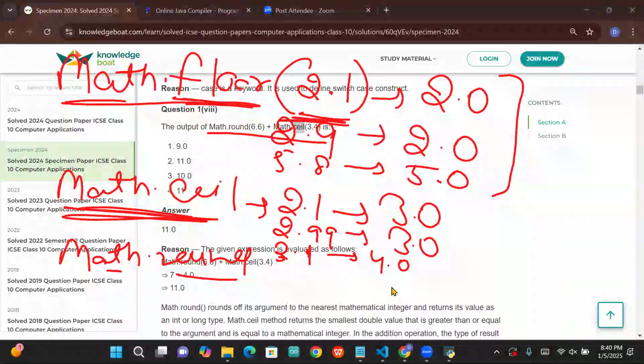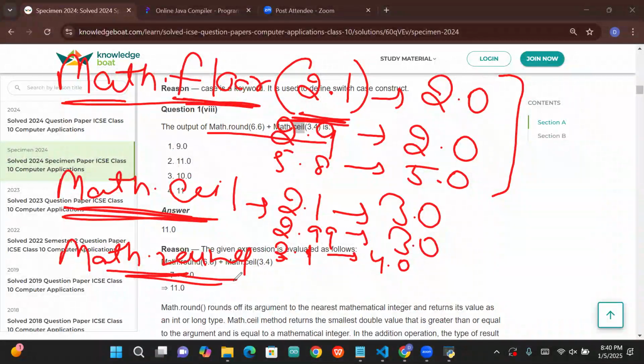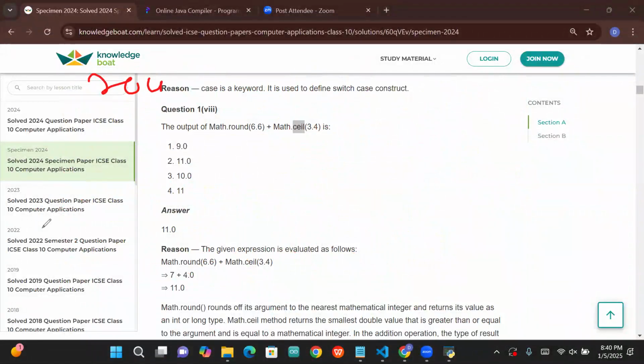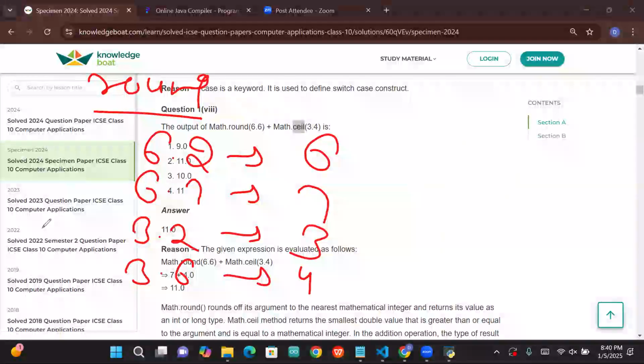Now the round function. Round works as it does in normal maths: wherever the value is closer, it converts to that. I guess floor and ceiling are clear. So how will round work? 6.2 will be converted into 6. 6.7 will be converted into 7. 3.2 becomes 3, 3.6 becomes 4, and 5.4 becomes 5. Normal maths rounding.